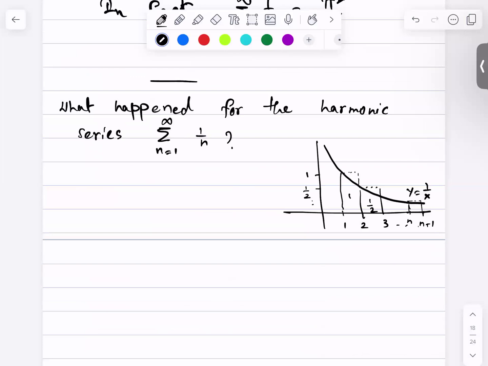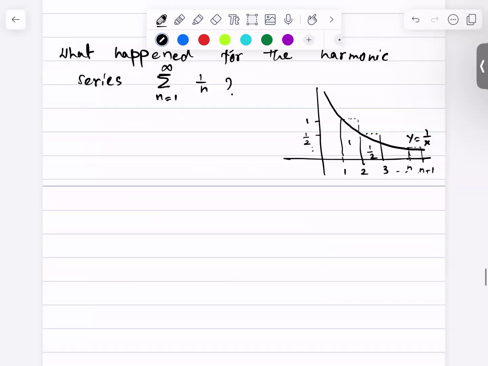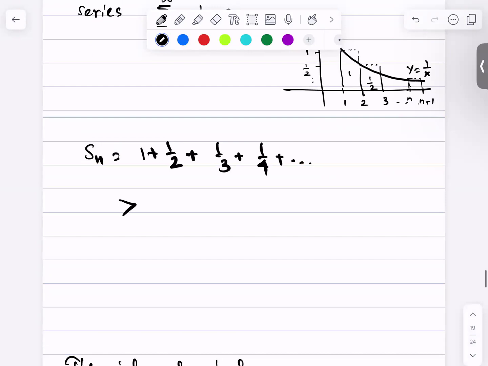Now the question is, what happens for the harmonic series summation 1 over n? I told you that it will be diverging, but how? So if I consider Sn for 1 over n, then that is just 1 plus 1 over 2 plus 1 over 3 plus 1 over 4 and so on. Now, my claim is this is bigger than the integral from 1 to n plus 1 of 1 over x dx.